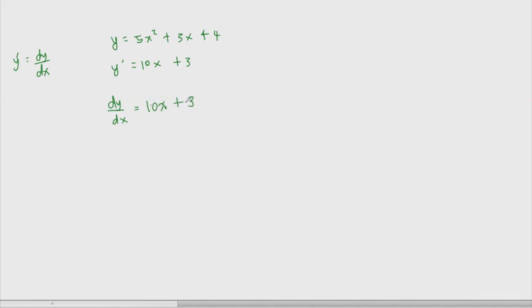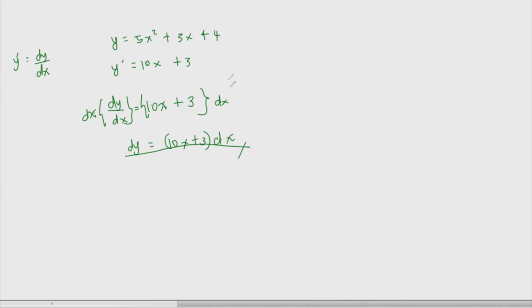Now to express this 10x plus 3 in its differential form, you multiply both sides by dx so that dy and dx get separated. It's like you leave dy alone on one side of the equation. So we have dy equal to 10x plus 3, and then we have dx here. That's simply how our differential works.